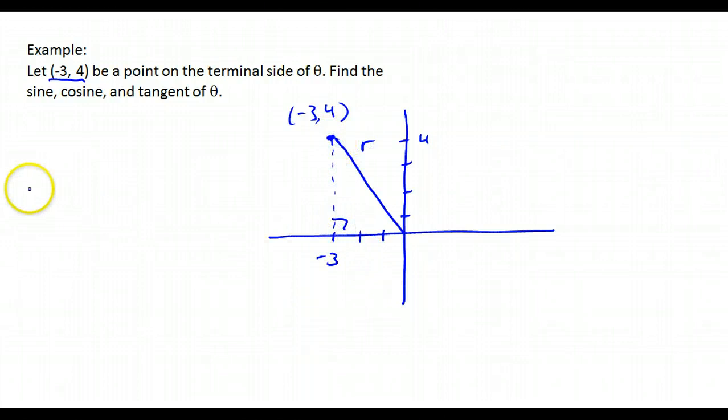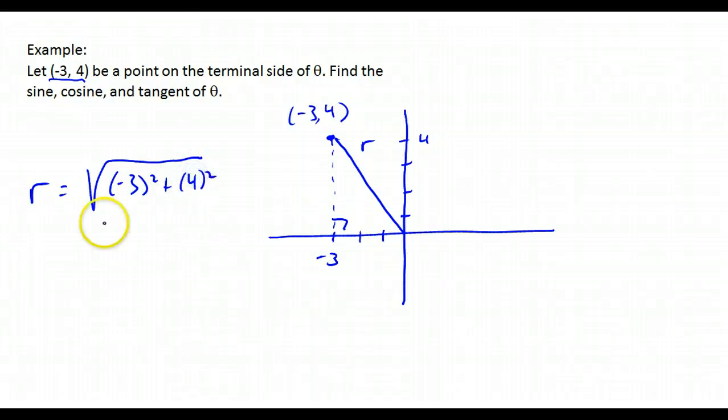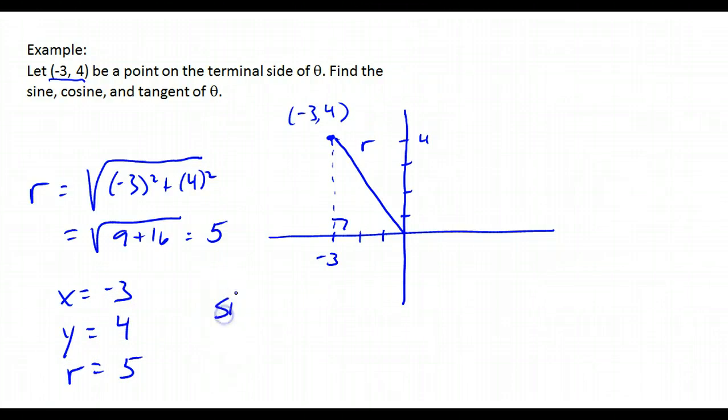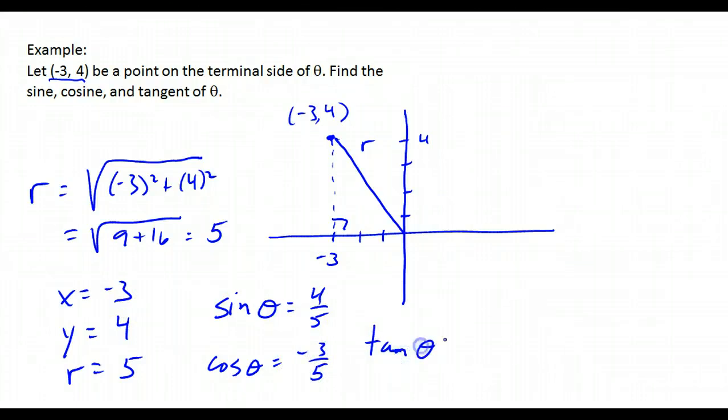Okay, so by the Pythagorean theorem, r is equal to the square root of negative 3 squared plus 4 squared, which is equal to the square root of 9 plus 16, which is the square root of 25, or 5. So now I know x, I know y, and I know r. And that's everything we need to get sine, cosine, and tangent. So the sine of theta is just y over r. The cosine of theta is going to be x over r. And the tangent of theta is going to be y over x. Well, I said y and I wrote y, didn't I? y is 4 and x is negative 3, so that'll make that whole thing negative.